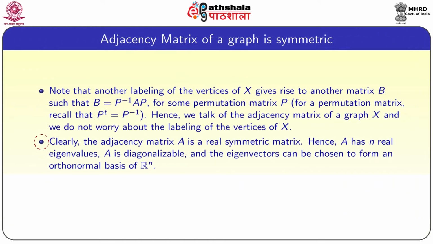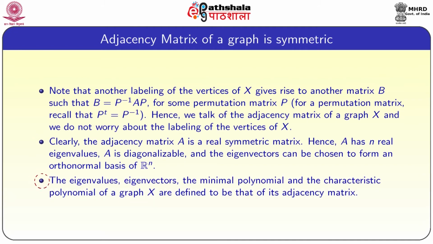Clearly, the adjacency matrix A is a real symmetric matrix. That means we are considering the adjacency matrix of a simple graph, which is undirected as well as finite. So, A is an n by n matrix. Hence, A has n real eigenvalues and A is diagonalizable, and the eigenvectors can be chosen to form an orthogonal basis of R^n.